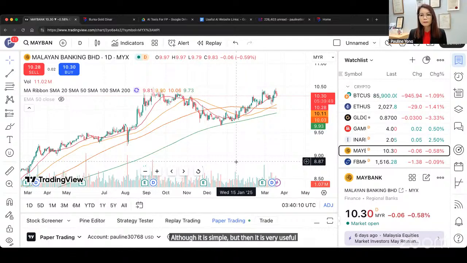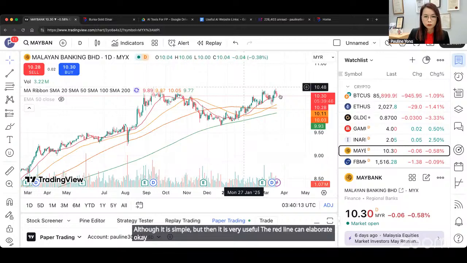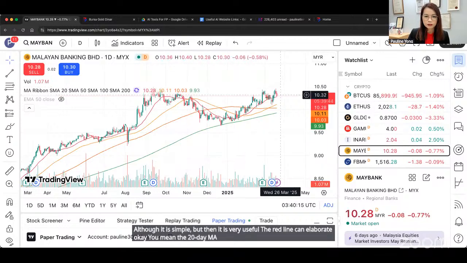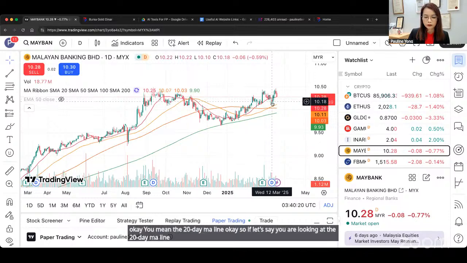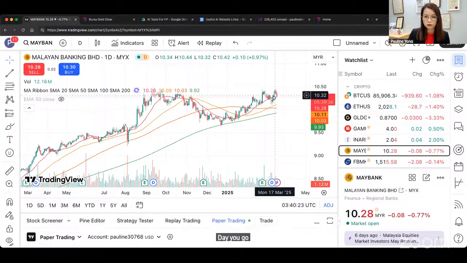The red line can elaborate. You mean the 20-day MA line? So if you are looking at the 20-day MA line, you count 1, 2, 3. On the third day you go back up, then you are not selling anything. You are still holding it.